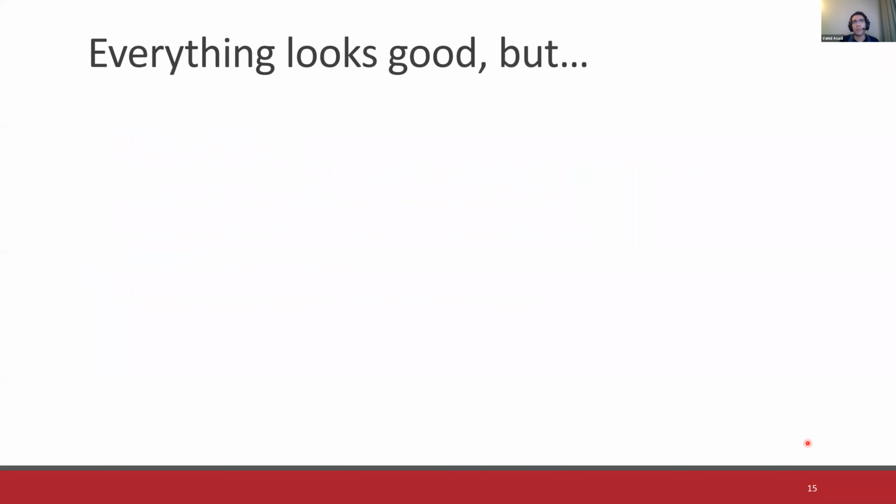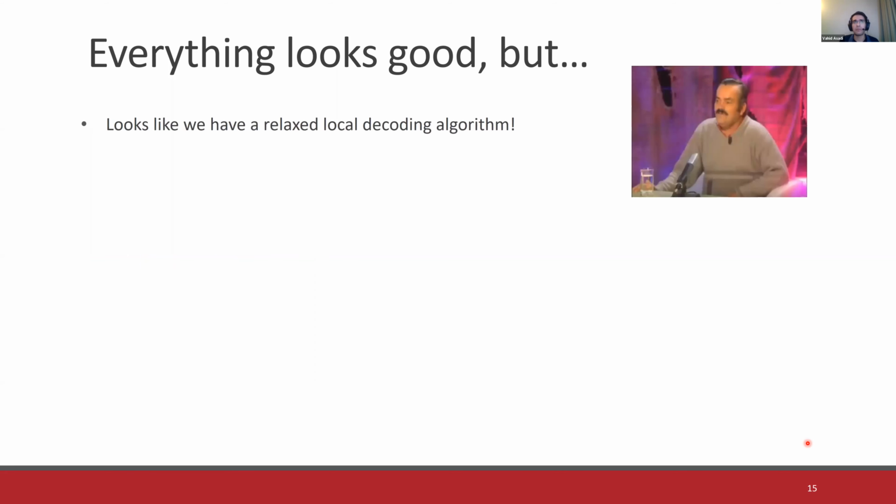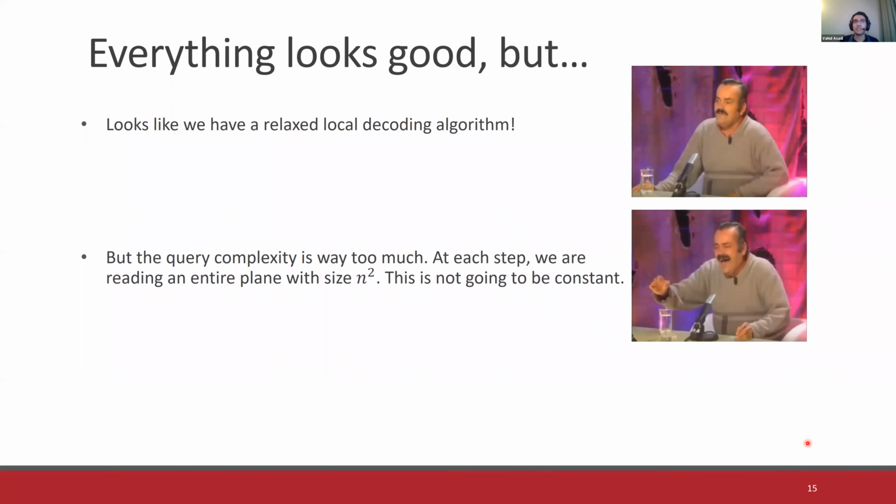So everything looks good. It looks like we have a relaxed local decoding algorithm and we're in good shape. However, the query complexity is way too much. We're reading an entire plane for so many steps. Each plane has size n squared, and this is not going to be constant. We wanted to construct a constant query RLDC. So this is a problem. How are we going to solve this problem?